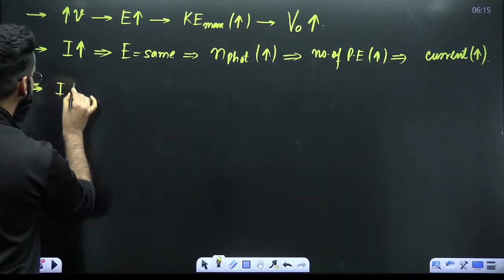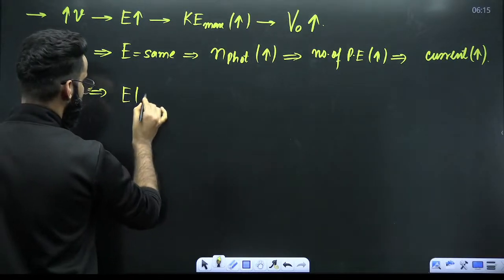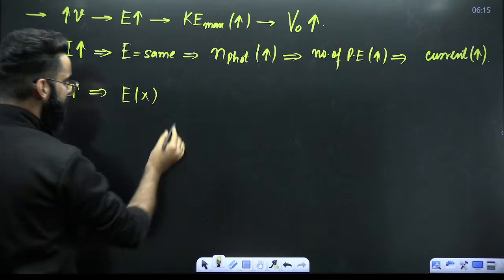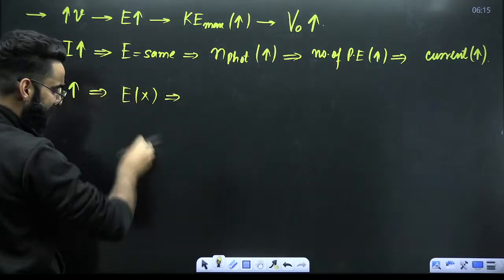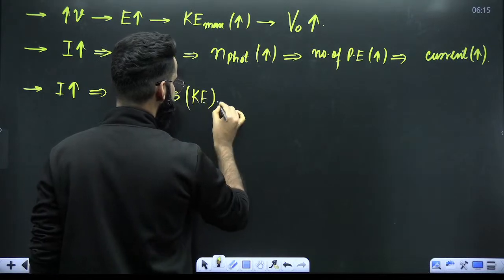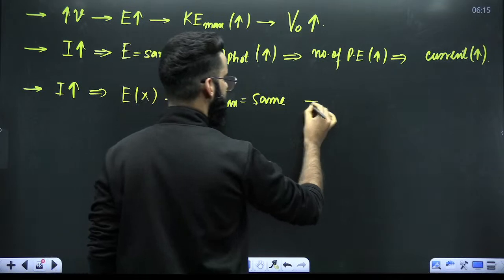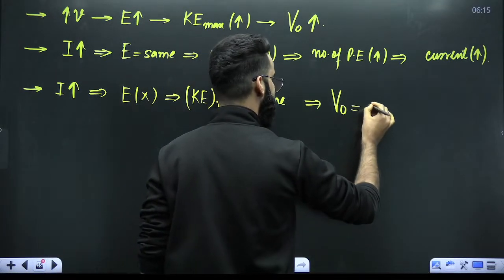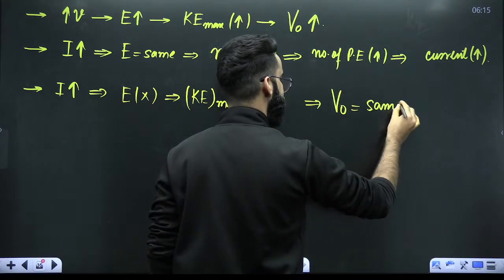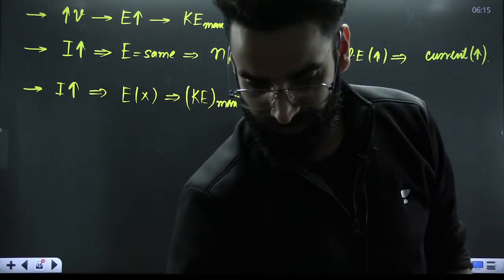One more thing. If the intensity of light is increased, nothing is happening to the energy of light. It remains the same. If incident energy remains the same, kinetic energy remains the same. Stopping potential also remains the same. So this is the nutshell, my dear students. Is all clear?